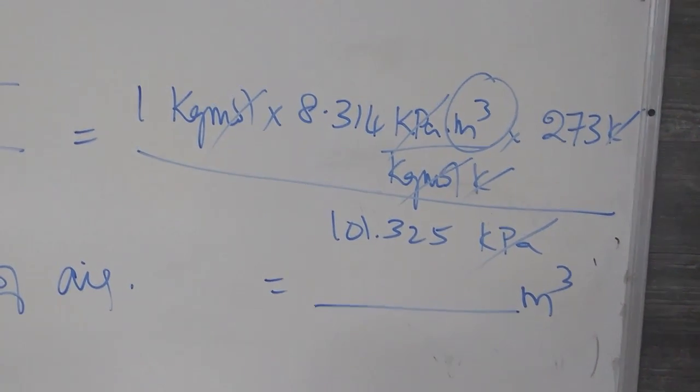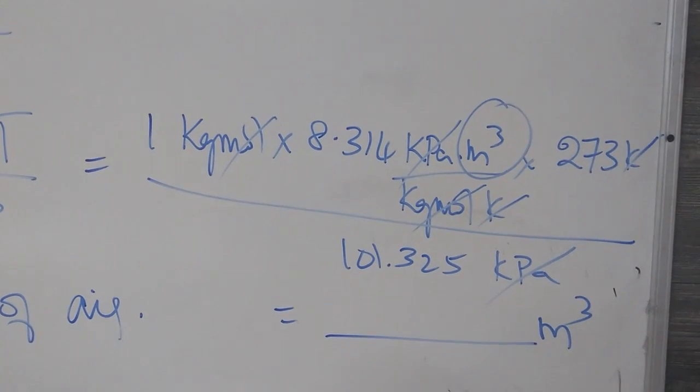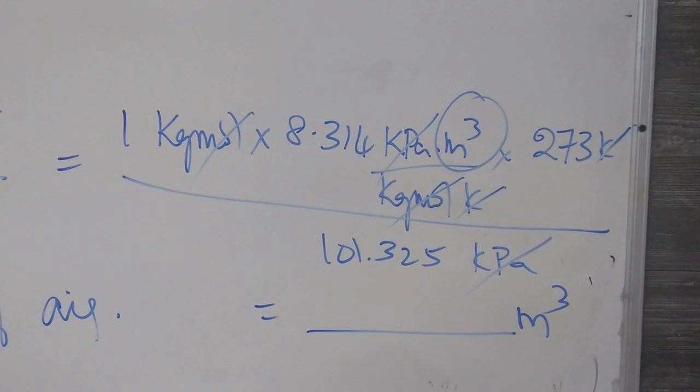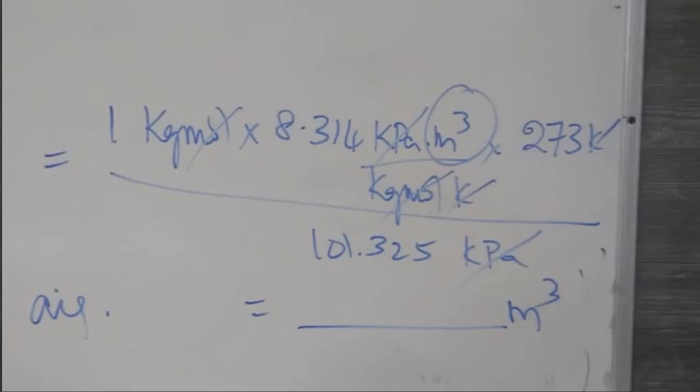So please make use of your calculator. 1 into 8.314 into 273 divided by 101.325. How much do you get? Please use your calculator. You will get 22.4 meter cube. 1 kg mole of air occupies 22.4 meter cube.